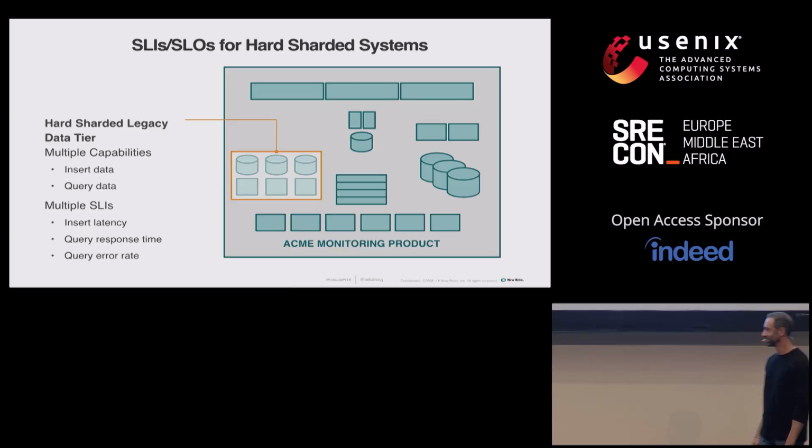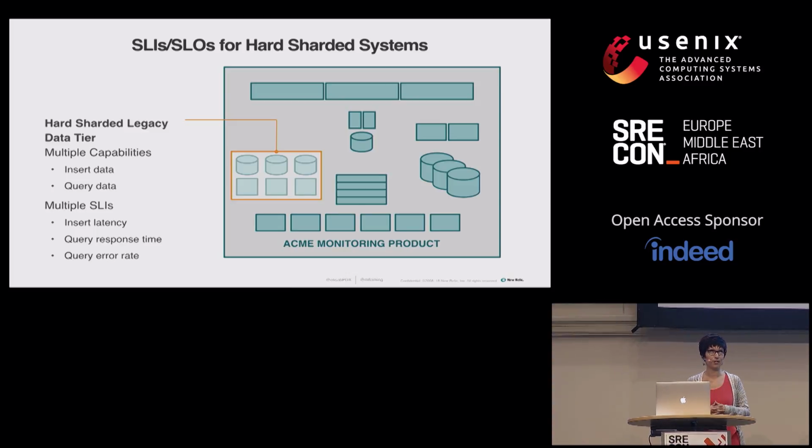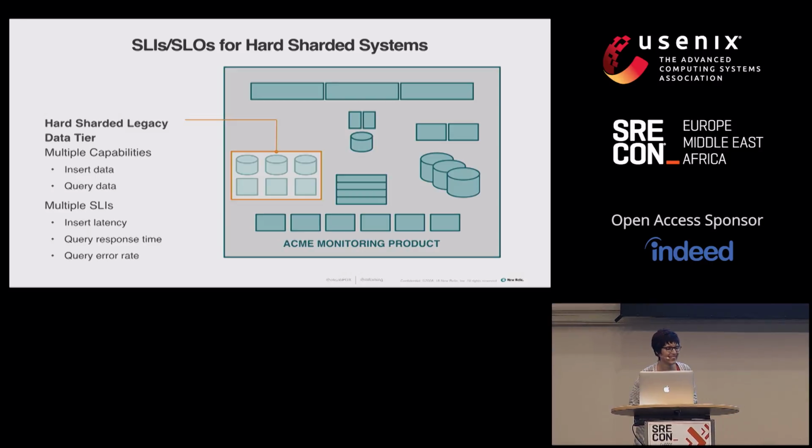All right, so in addition to our horizontally scaled data tiers, we still have hard-sharded legacy systems. Tragically, yes. So we're trying to get rid of things like these. However, they still exist in our production platform, so we still need to have SLIs and SLOs to measure these. In a lot of respects, it's very similar to how we measured SLIs and SLOs for our newer data tier. Conceptually, it's about the same. The specifics are a little bit different.